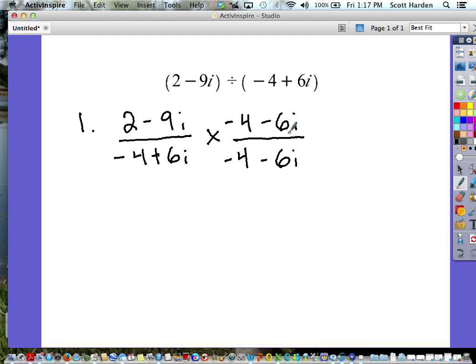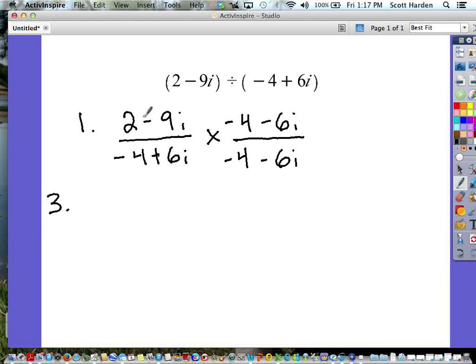Don't freak out, Rachel. We're not lost yet. It's okay. Now all we've got is a simple fraction. So what we're going to do now is simplify. I'm going to work this last step down here.